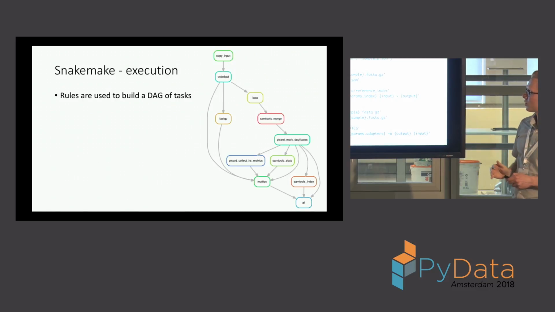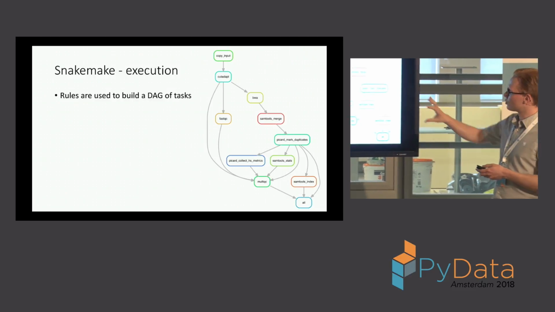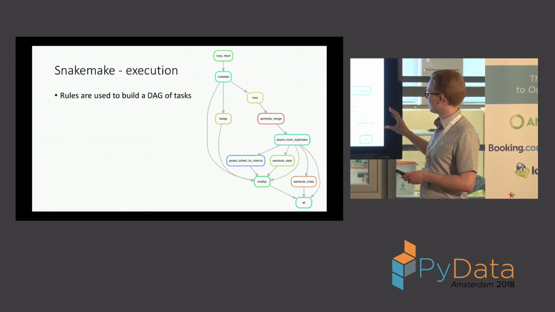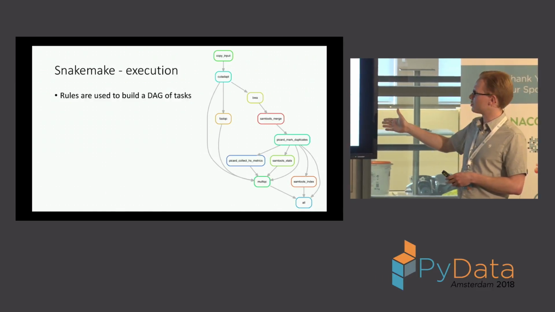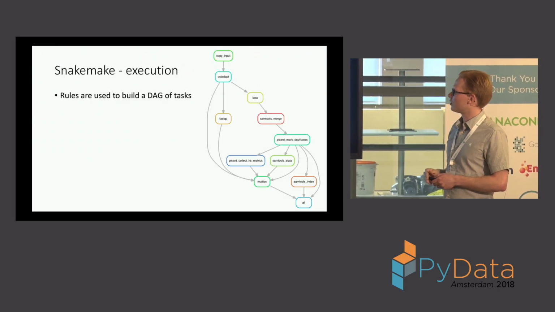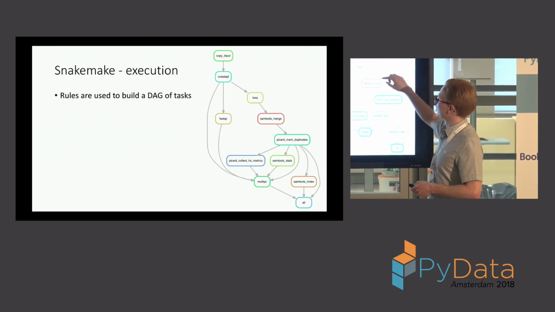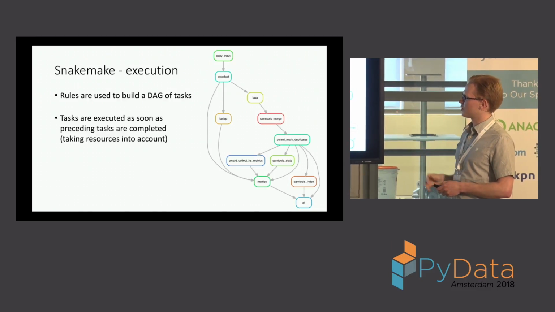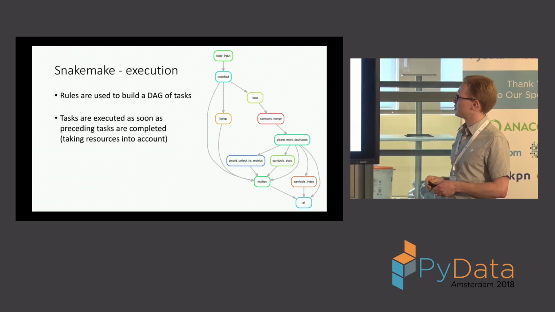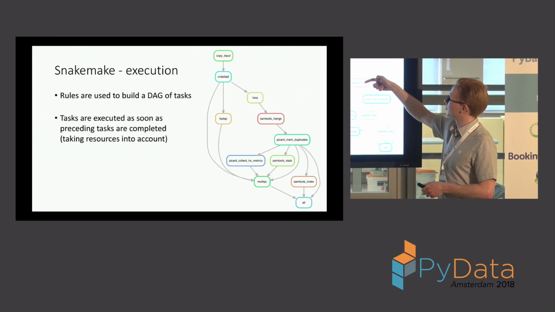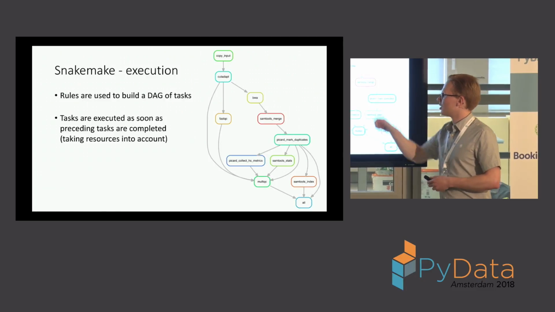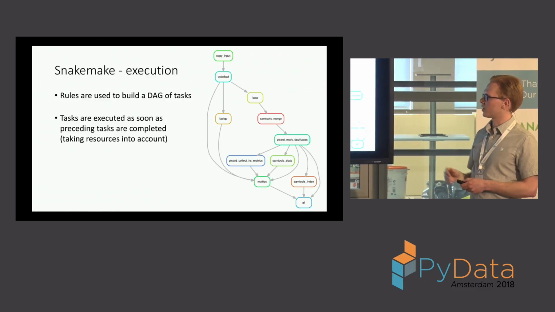And when you want to execute something, these rules are essentially used to build a DAG of tasks. This is just a dependency graph for a simple DAG which only does the alignments and some QC. Arrows in this case indicate a dependency of this job on the previous job. Tasks are executed as soon as the preceding task is completed. So in this case, this merge task would be executed as soon as this one succeeds. And resources are taken into account in that case.